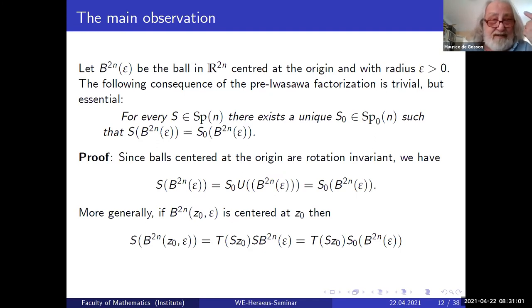More generally, and for this you need very little extra algebra, if you take a ball centered at a point z_0 of phase space, then S B^{2n}(z_0, ε) will be equal to T(S z_0) S_0 B^{2n}(ε). You have to juggle a little bit with translations and you immediately get this formula here. So you see, by applying symplectic matrices to balls, you can make the unitary part disappear. And so you remain just with the local part.